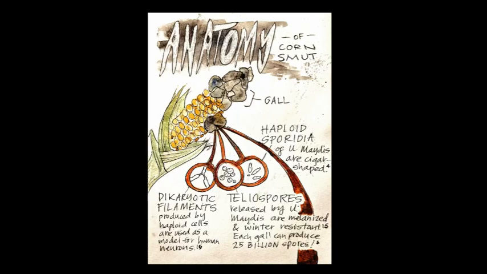Those spores will then become haploid sporidia. They're cigar-shaped, and those then become dikaryotic filaments which go into the plant. Those anatomically are actually used as a model for human neurons.